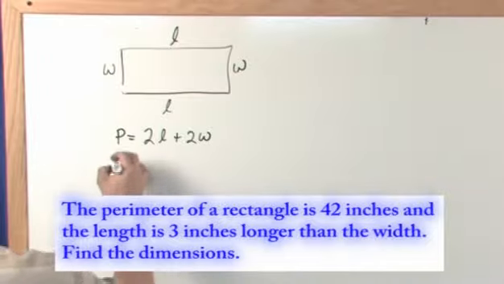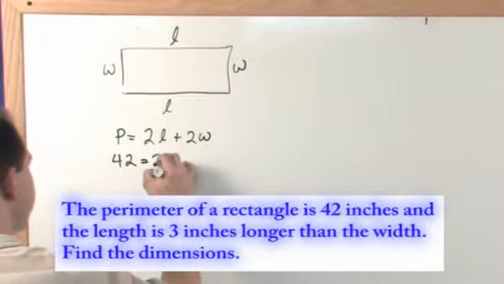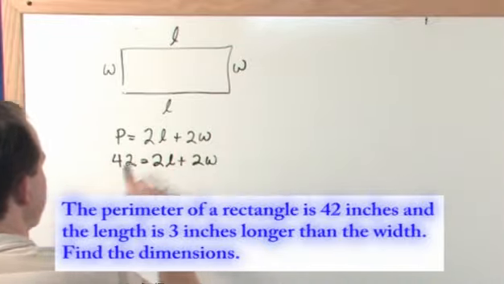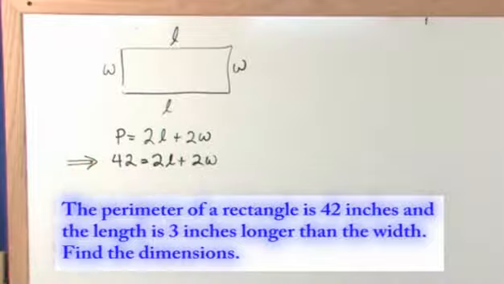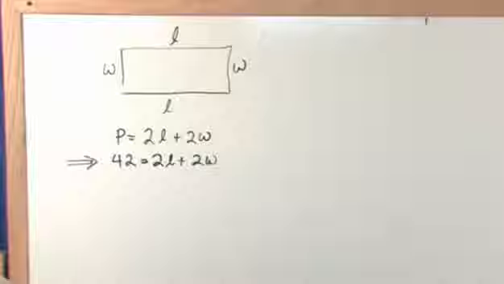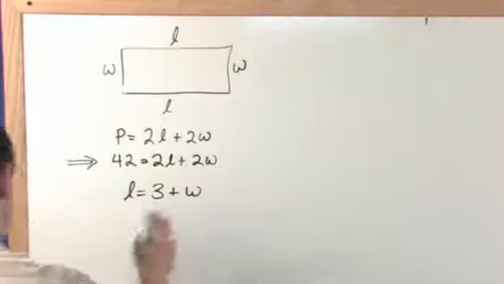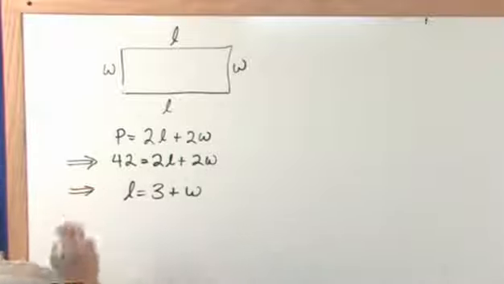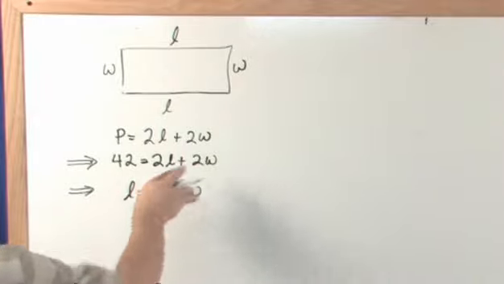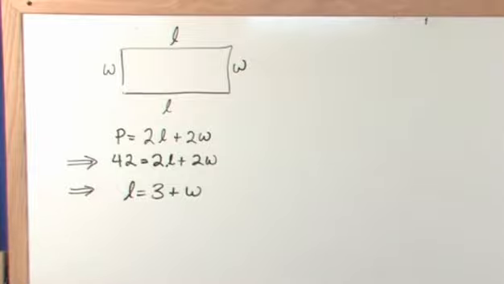But the problem tells me that the perimeter is equal to 42. So 42 equals 2L plus 2W. This is one of my two equations, one I want to keep to help me solve the problem. The next thing it says is the length is 3 inches longer than the width, so L is 3 plus W. That's another important equation. Notice I'm trying to find the dimensions of this rectangle, which means I'm trying to find the length and the width. Now I've got two equations and two unknowns, and that's exactly what I need to solve the problem.